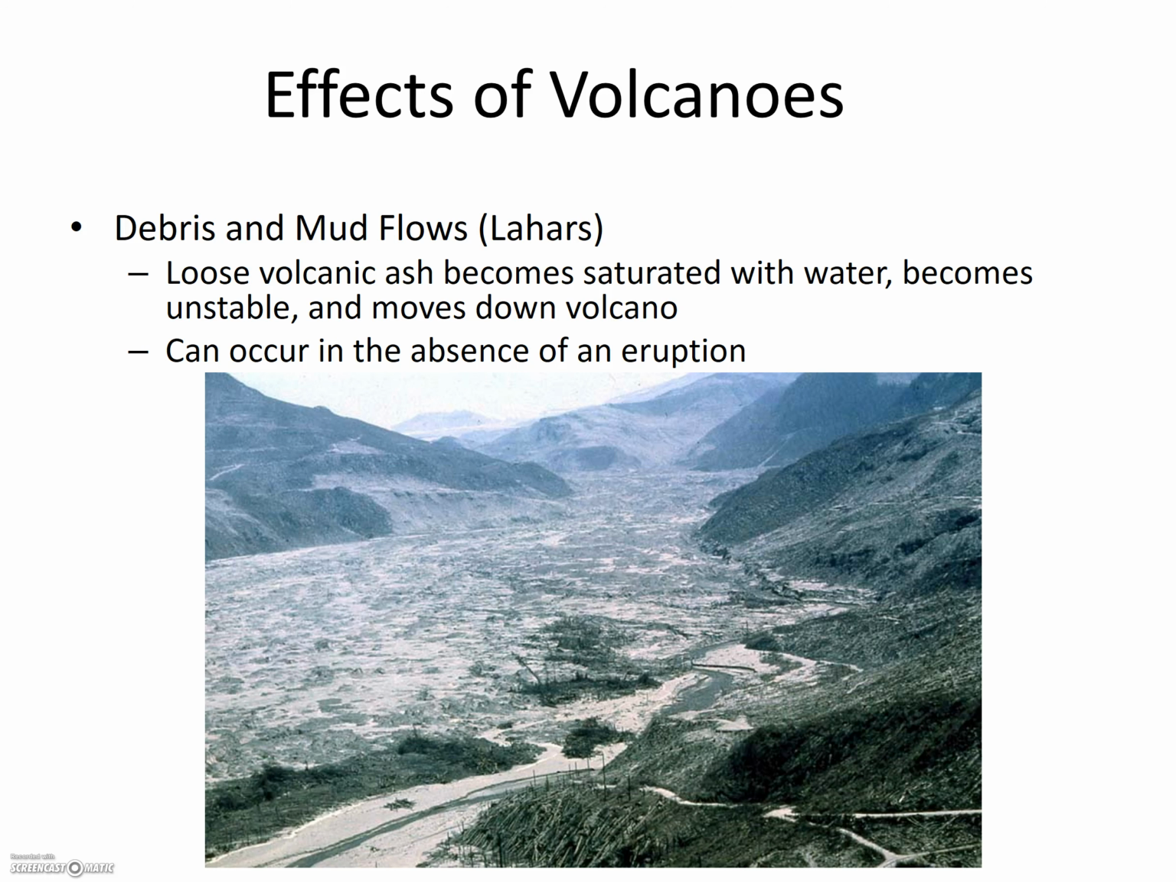Debris and mud flows of volcanic material, also known as lahars, are loose volcanic ash that can become saturated with water, become unstable, and move down the volcano. It can occur in the absence of an eruption. The image shows a lahar.